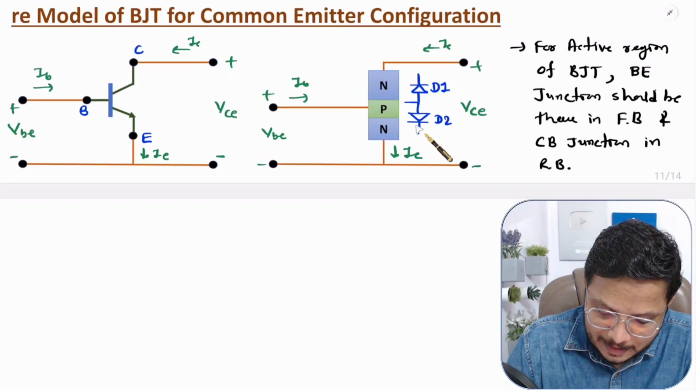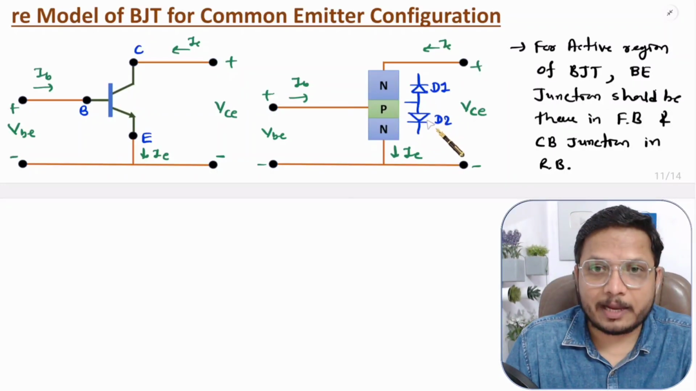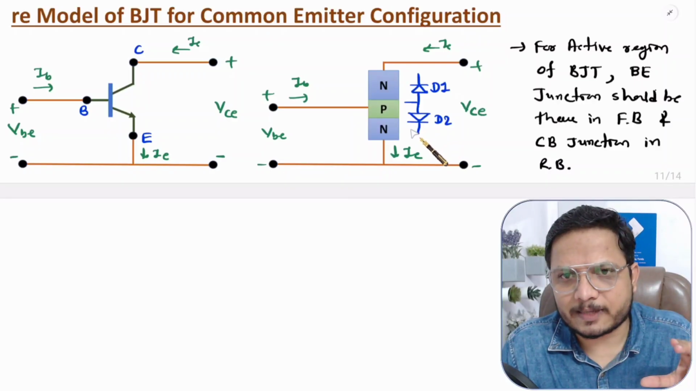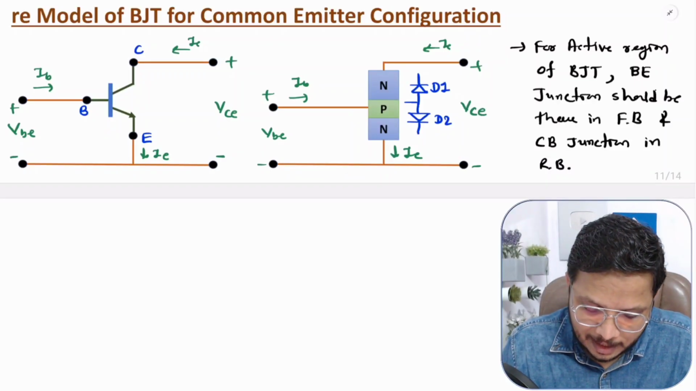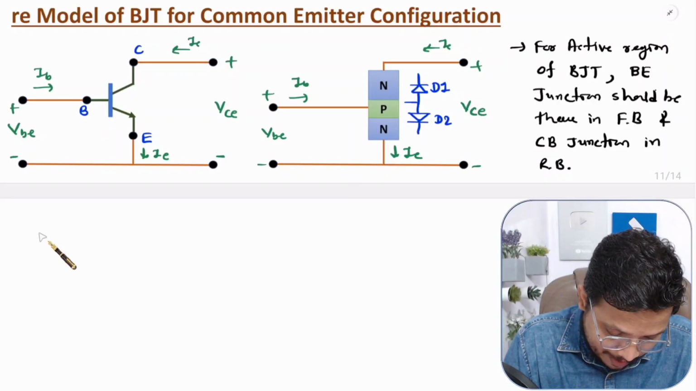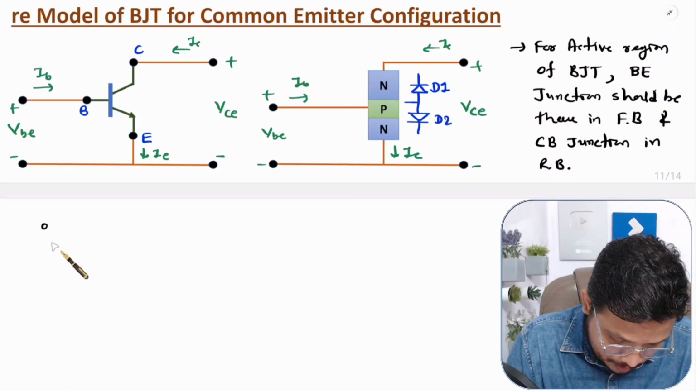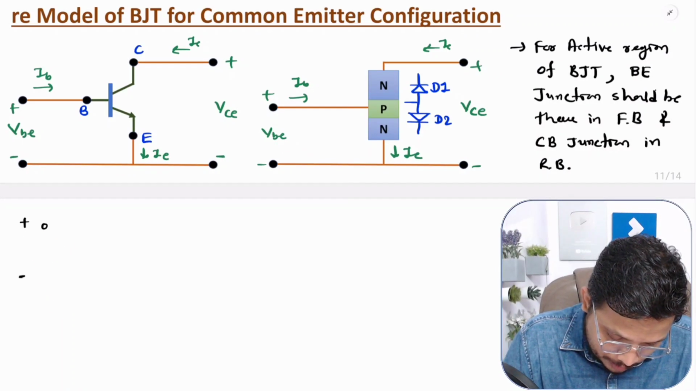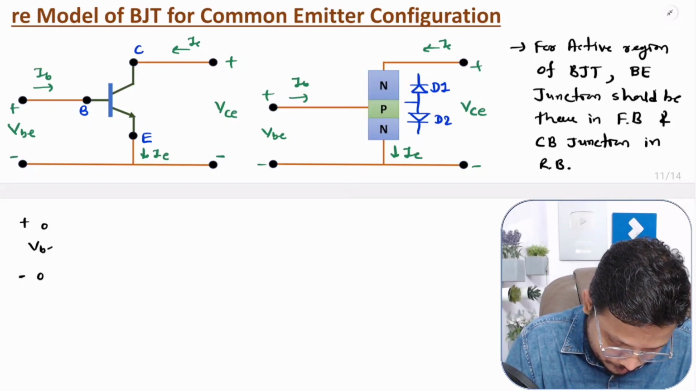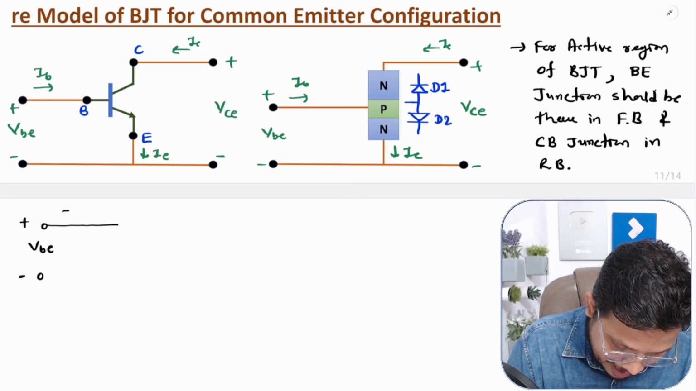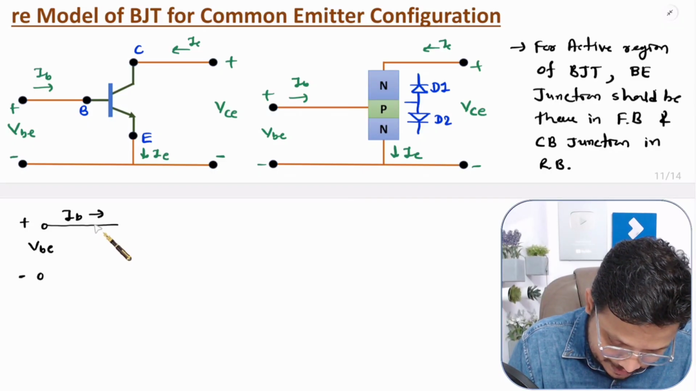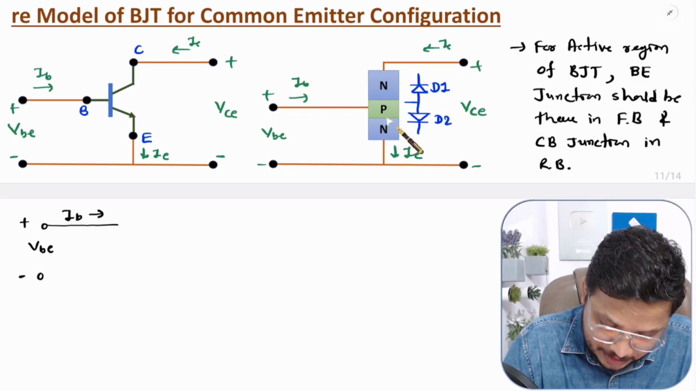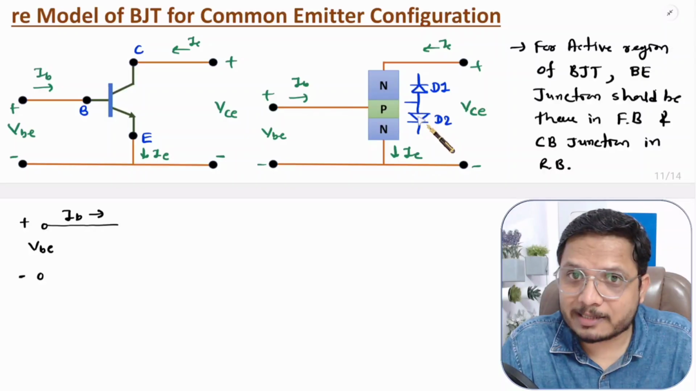Now I'll try to replace this diode in terms of an equivalent circuit. See how to have it. Here we have plus minus VB voltage. After that we have the IB current, that is the base current. Now this PN junction is a forward bias diode.